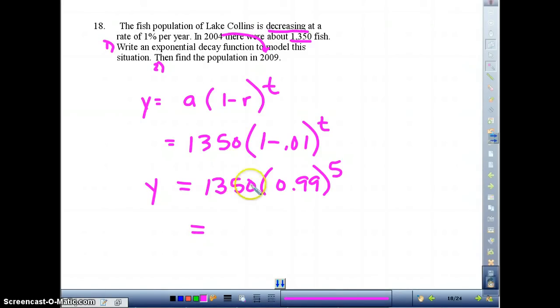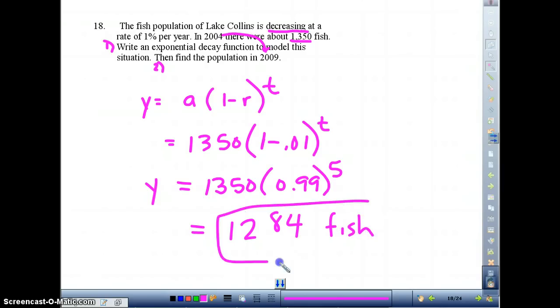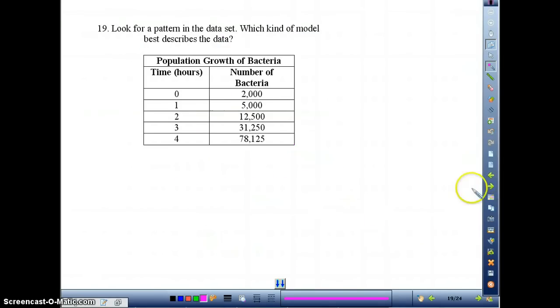And don't forget, you can't have part of a fish. Well, I guess you can if you're eating it. I have 1,280, about 84 fish. Is that what you got? Somewhere in that neighborhood? Yeah, that's what I got. All right, moving on, number 19.